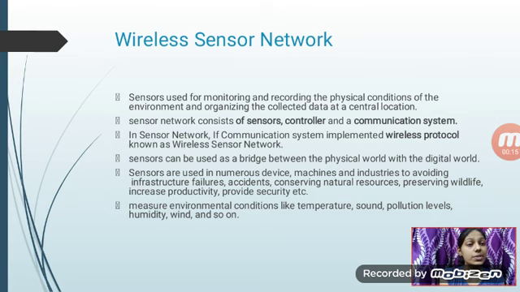The first question arises: why do we use sensors? Sensors are used for monitoring and recording the physical condition of the environment, collecting some data and organizing the collected data at a central location. A wireless sensor network consists of sensors, a controller and a communication system. In a sensor network, if the communication system implements a wireless protocol, then it is known as a wireless sensor network.